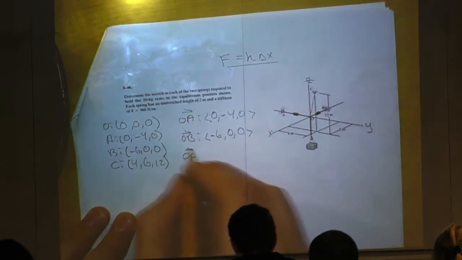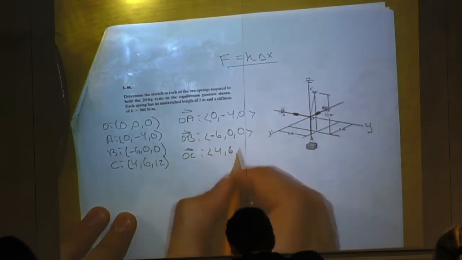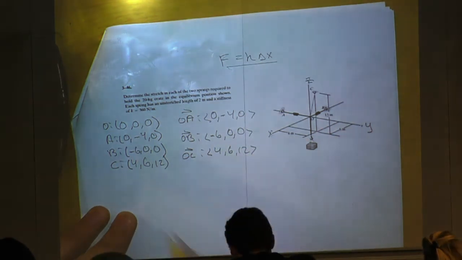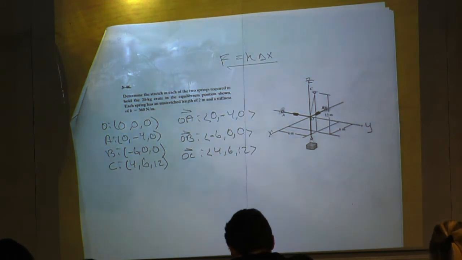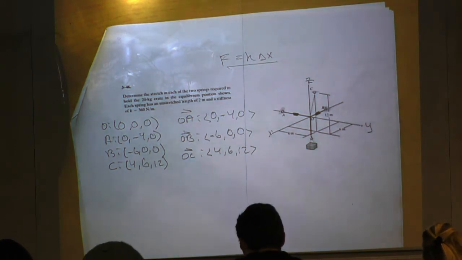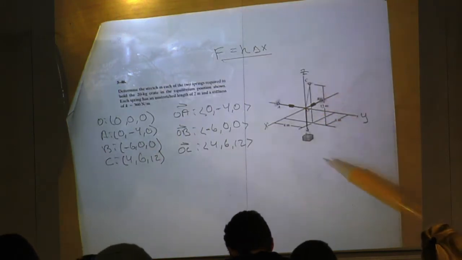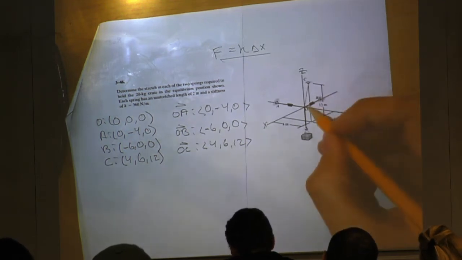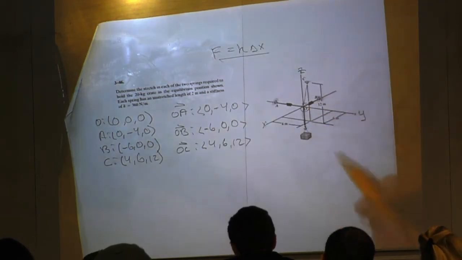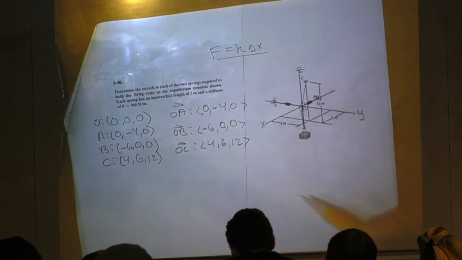O to C: 4, 6, 12. All right, because they're all from the origin, they pretty much meet at a point. So what I want to do now, like I said, is find these positions. When I have them all converging to one point, and I have a weight connected to that one point, they're each going to provide their own x, y, z components of force.